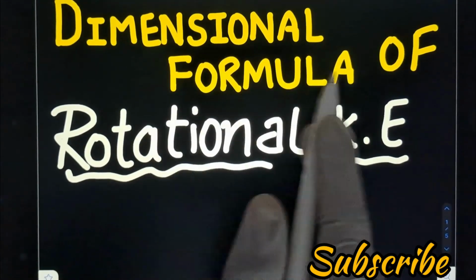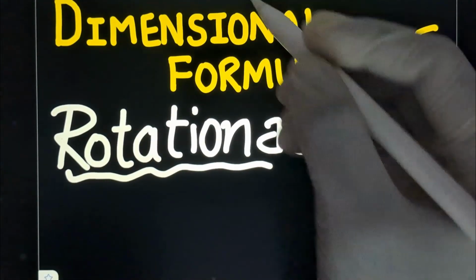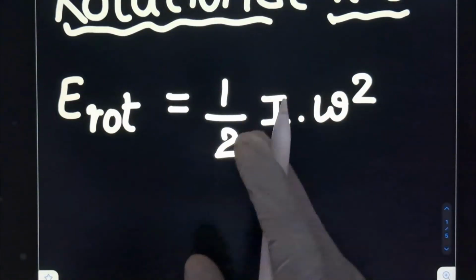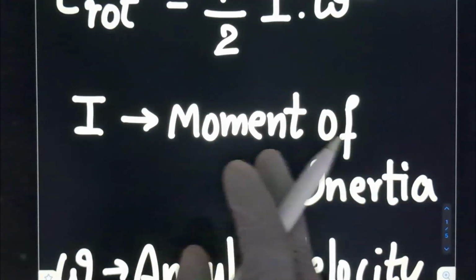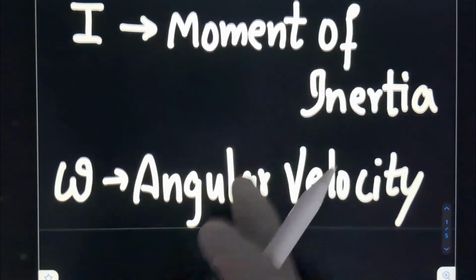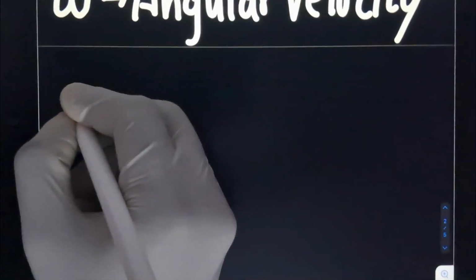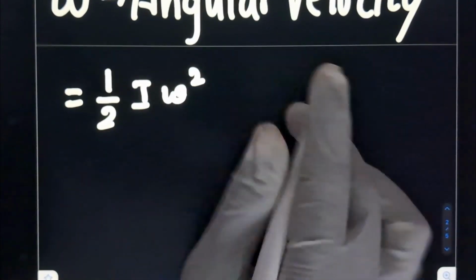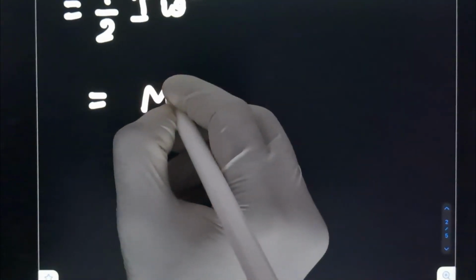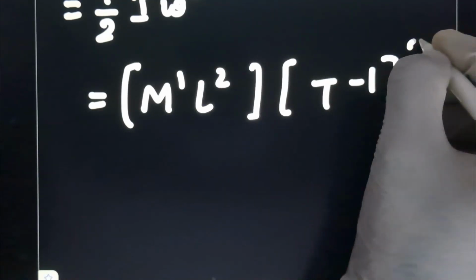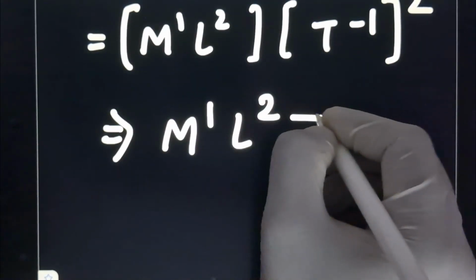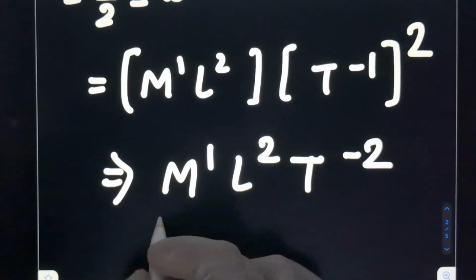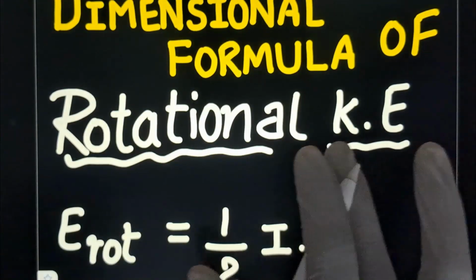To find the dimensional formula of rotational kinetic energy, the formula is rotational kinetic energy is equal to half I omega square. Here I represents the moment of inertia and omega represents angular velocity. Here you should learn the dimensional formulas of angular velocity and moment of inertia in the first place. So coming here, the dimensional formula of moment of inertia is M power 1 L power 2, while the angular velocity is T inverse, T power minus 1 and whole square as per the formula, and we get M power 1 L power 2 T power minus 2. The dimensional formula of rotational kinetic energy is M power 1 L power 2 T power minus 2.